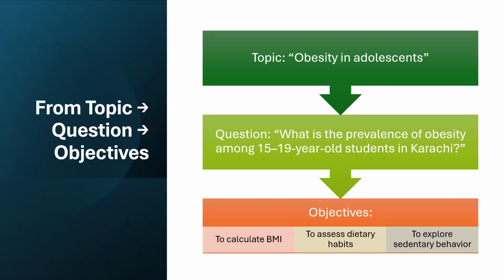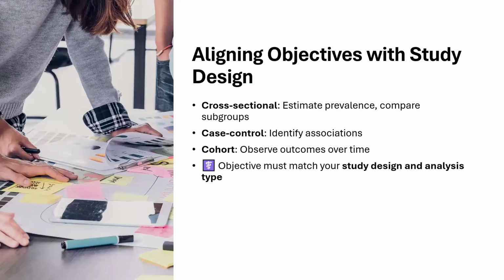If you look at these things, the topic, research question, and the objectives, these are all related. The objectives, the research question, and the topic support each other, and they are aligned. So aligning your objectives with the study design is very important.